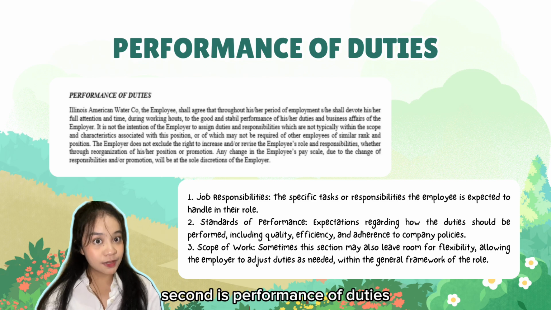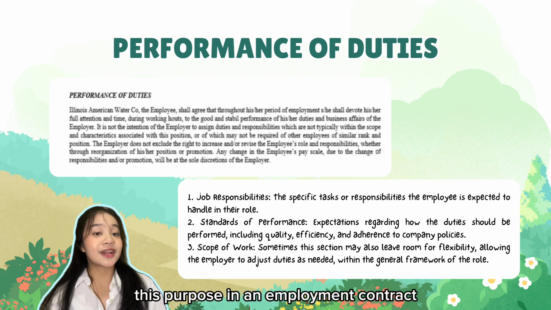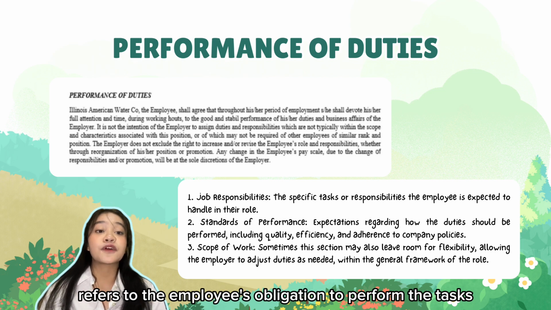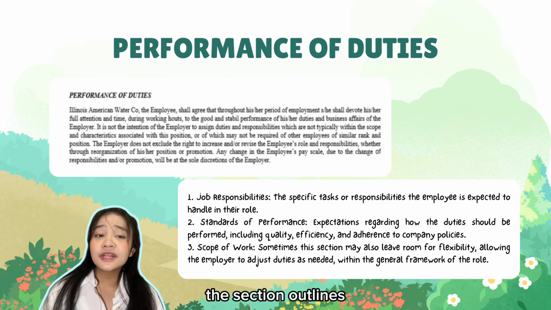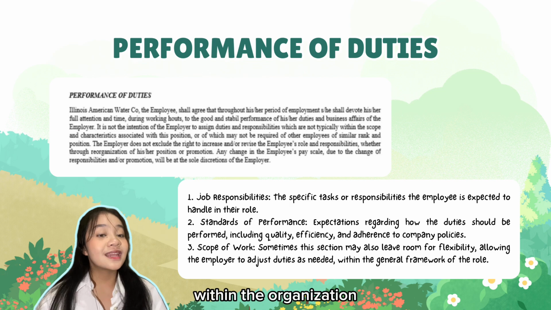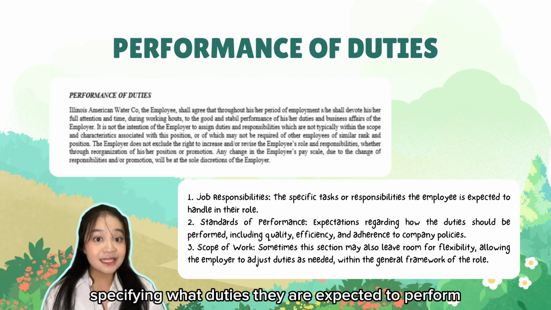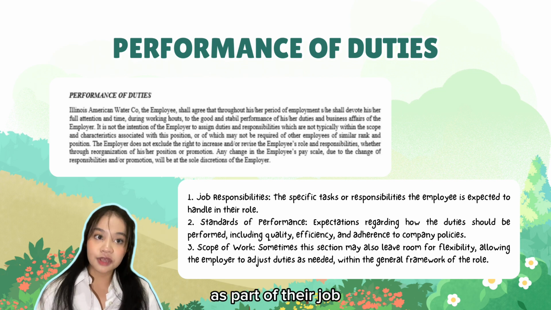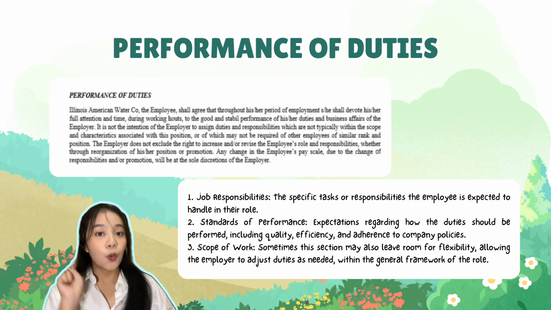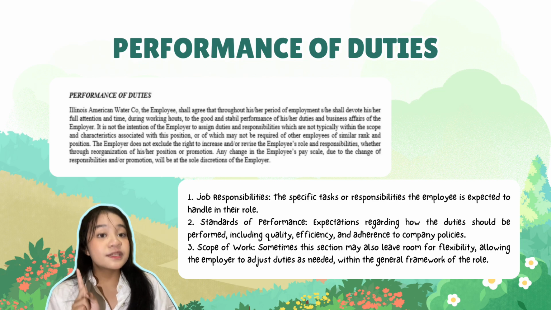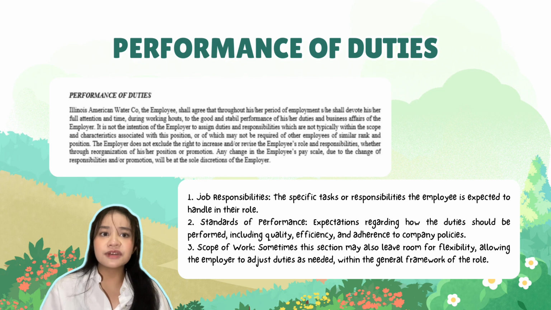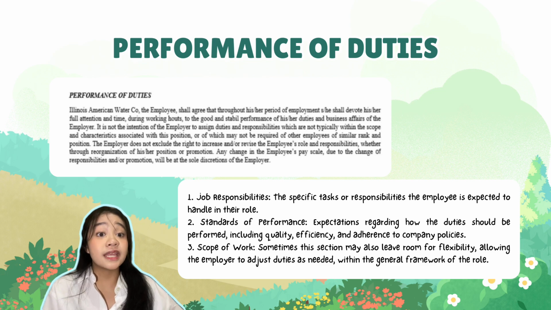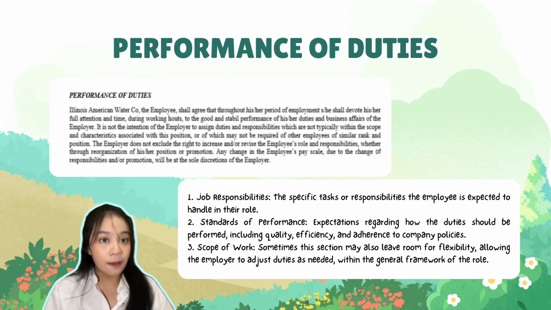Second is performance of duties. This section in an employment contract refers to the employee's obligation to perform the tasks, responsibilities, and work assigned by the employer. This section outlines the scope of the employee's role within the organization, specifying what duties they are expected to perform as part of their job. Typically, this clause clarifies: 1. Job responsibilities. The specific tasks or responsibilities the employee is expected to handle in their role. 2. Standards of performance. Expectations regarding how the duties should be performed, including quality, efficiency, and adherence to company policies.